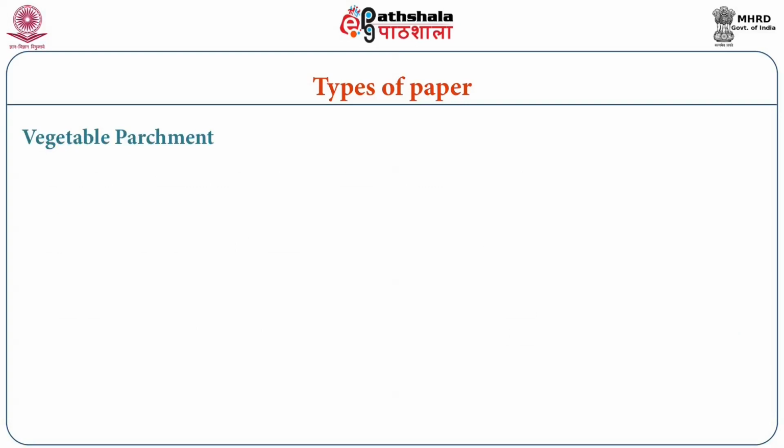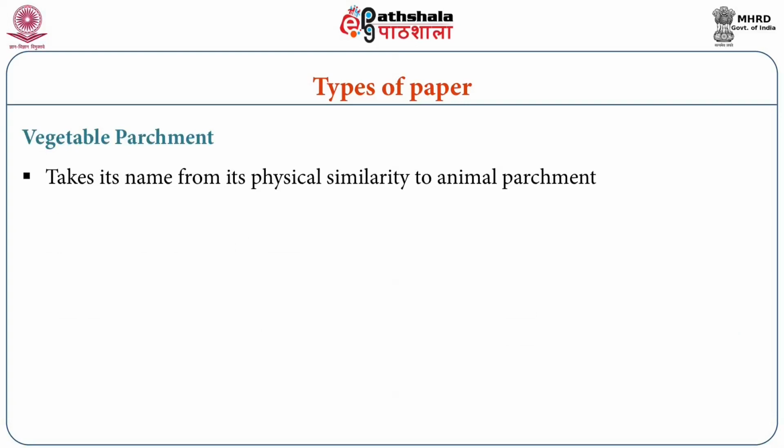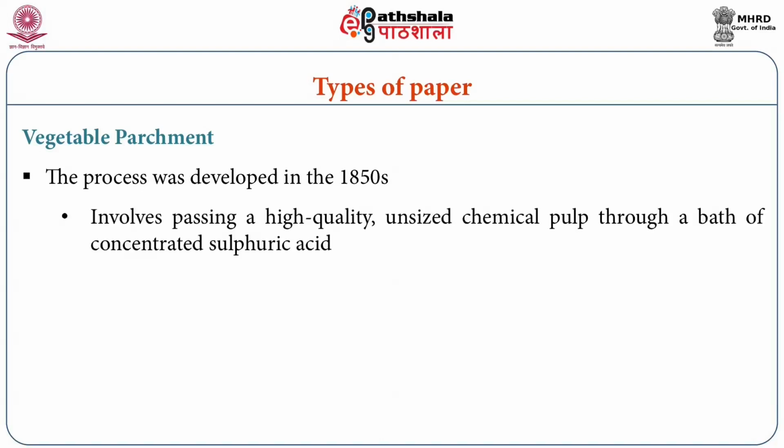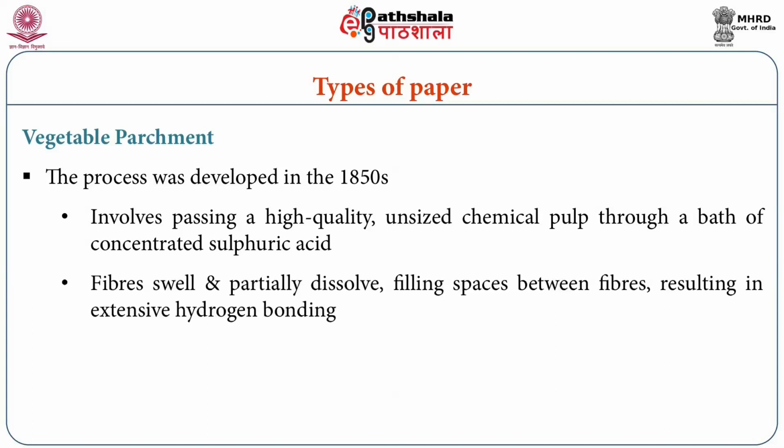Next class is vegetable parchment paper. It takes its name from its physical similarity to animal parchment, which is made from animal skins. The process for producing parchment paper was developed in the 1850s and involves passing a web of high quality unsized chemical pulp through a bath of concentrated sulfuric acid. The cellulose fibers swell and partially dissolve, filling the spaces between the fibers and resulting in extensive hydrogen bonding.